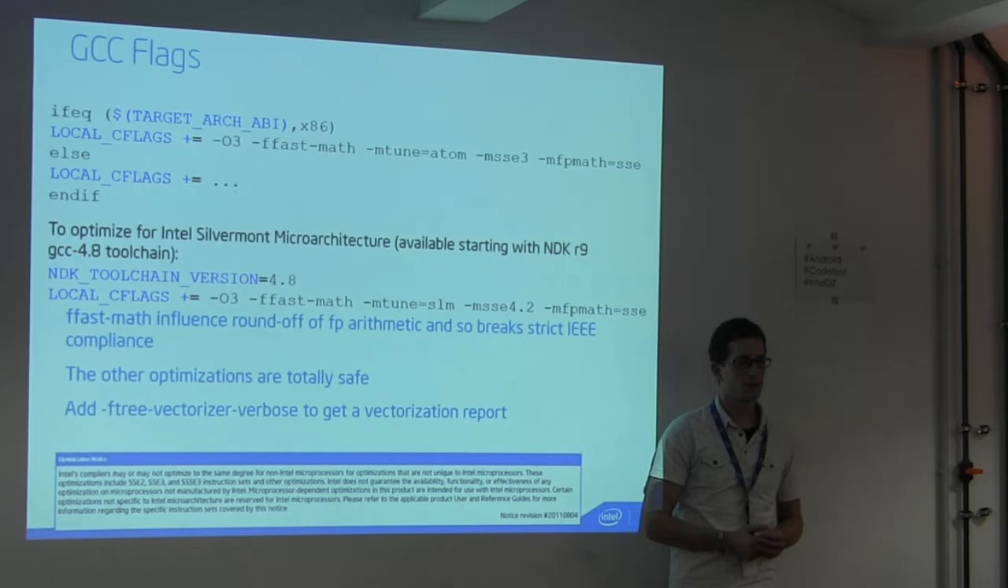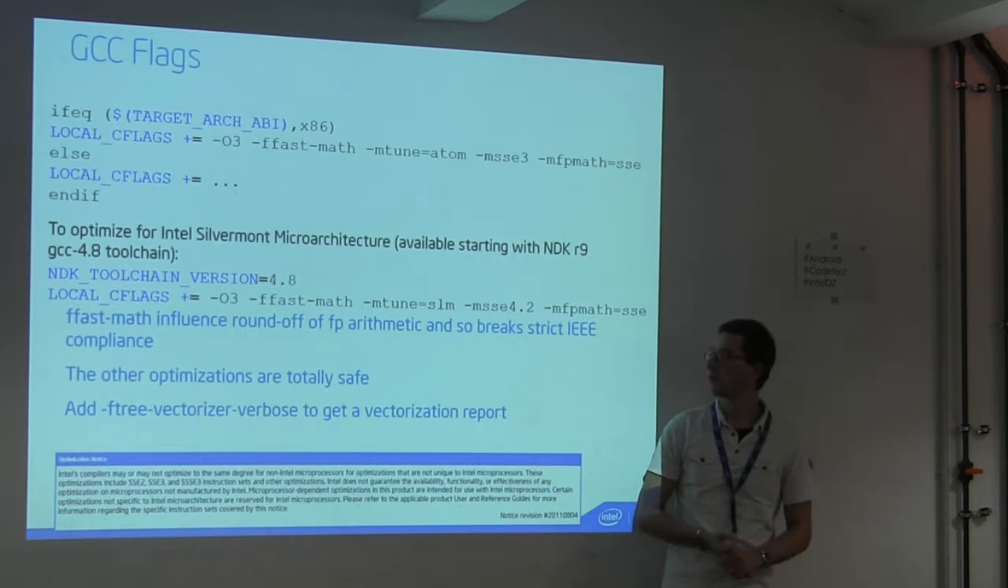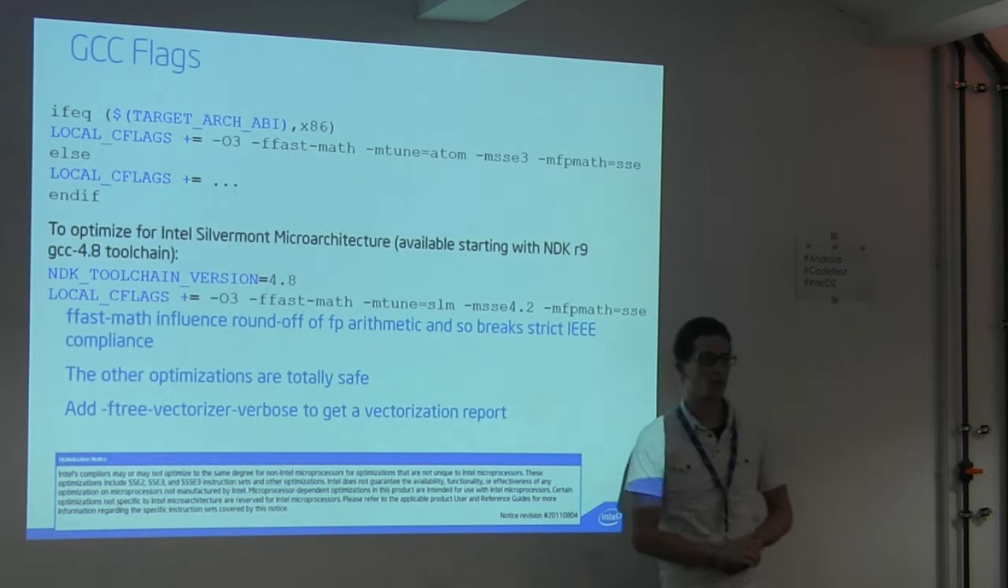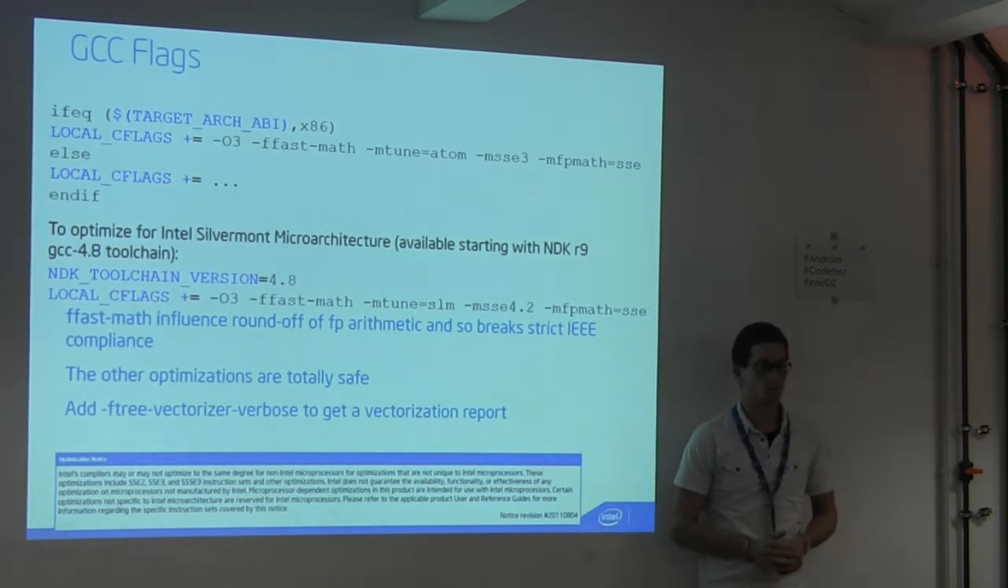What about Clang? I don't know what the compiler name is. Clang, yeah, it's working. It's working? Yeah. Okay. But it doesn't accept Silvermont. Okay, not for Silvermont. Yeah. Okay. I can already use it for x86 in general. Okay.